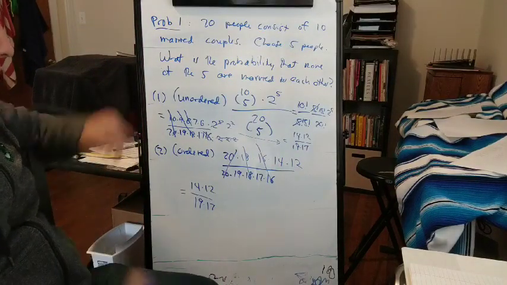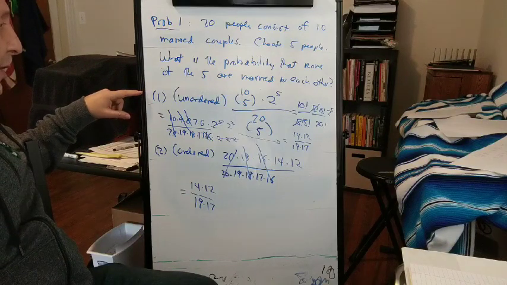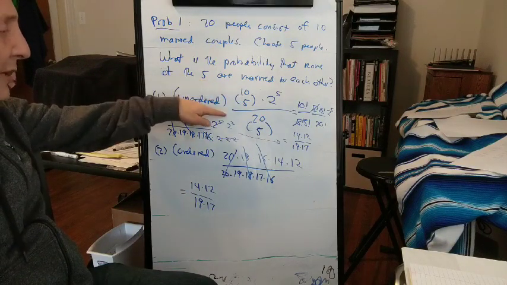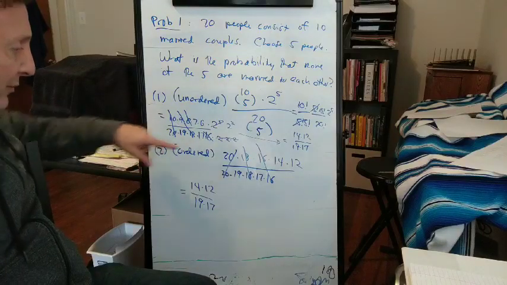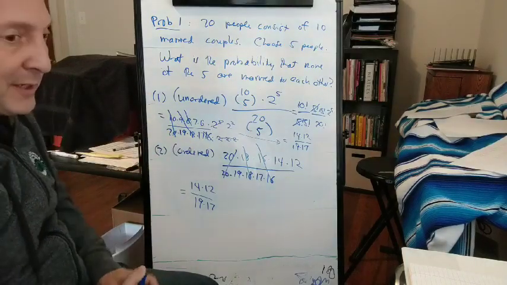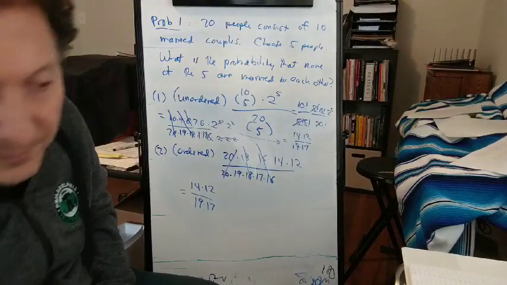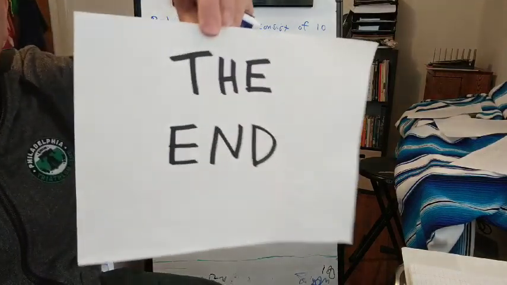And again, if we're going to use the unordered point of view, we have to make the numerator unordered and the denominator unordered. And if we're going to choose the ordered point of view, we have to make the numerator ordered and the denominator ordered. The end.